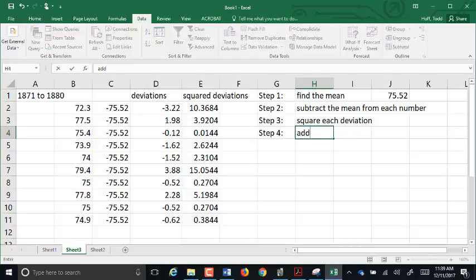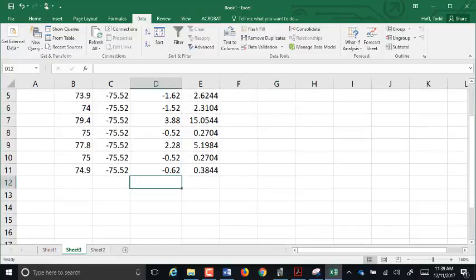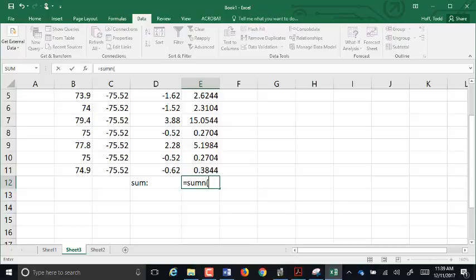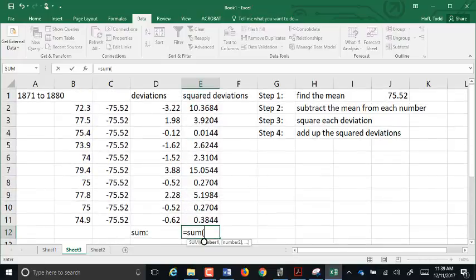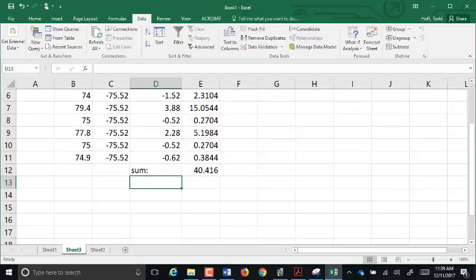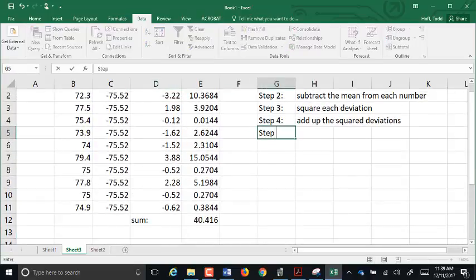Step 4, add up the squared deviations. What that means is we're going to find the sum down here of these things. So we add those all up. Step 5 is the tricky one. Divide by n minus 1.